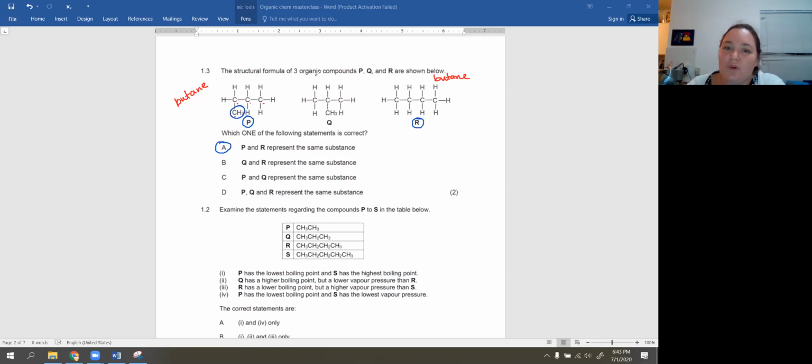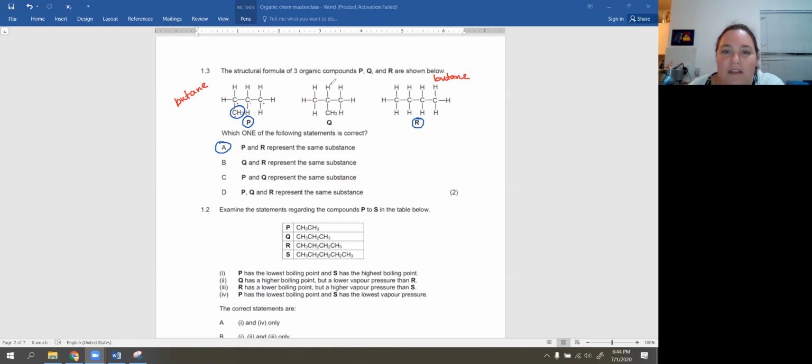Can I ask, who knows the name of Q? What would you give the IUPAC name for Q as? Any volunteers? We need volunteers. I'm sure you do know it. If we look at this middle one, somebody's brave, thank you. Nasir's got it right and Iman's got it right.